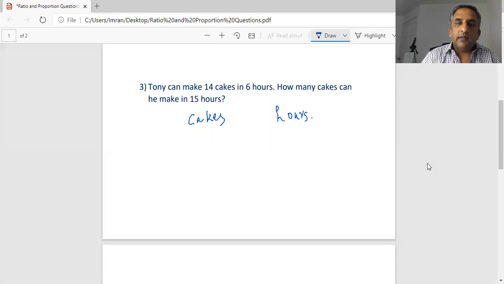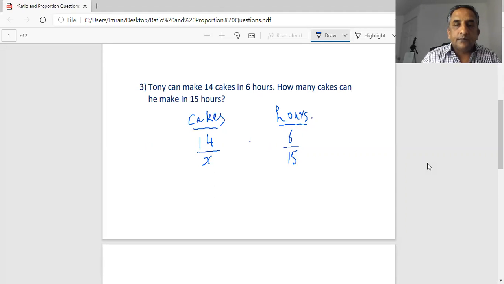There are a couple of ways to do this question, but this is the method which I believe is a bit easier for students to understand. So we can write cakes here and hours here. Tony can make 14 cakes in how much time? In 6 hours. And now the question is how many he can make in 15 hours. On the hour side, we will write 15. And how many cakes Tony can make, we don't know. So we just write X here.